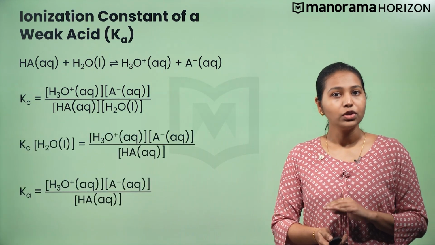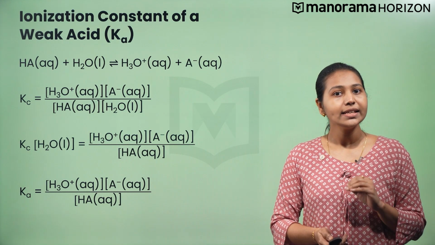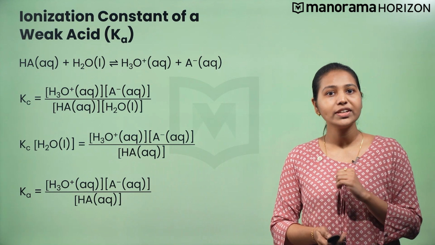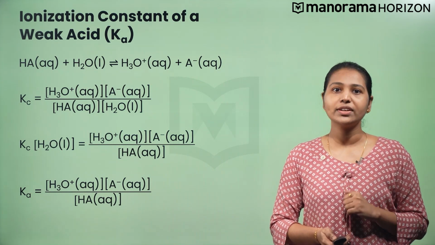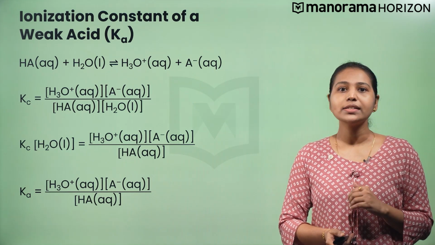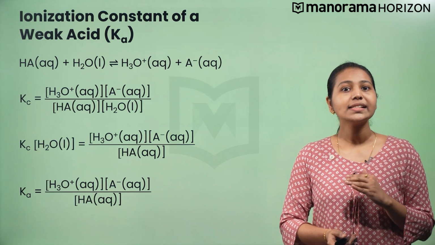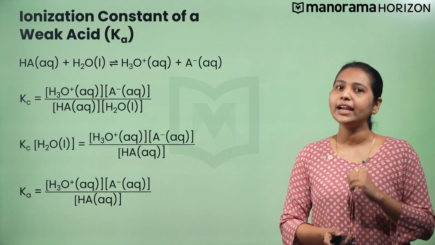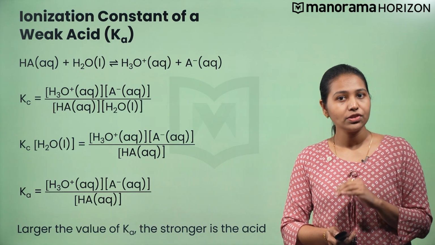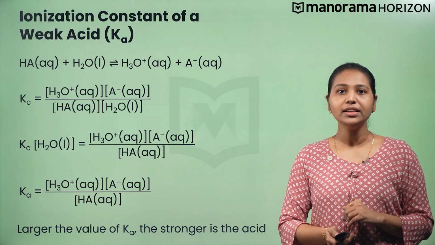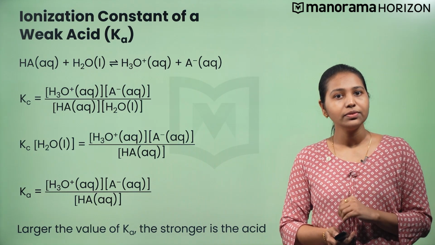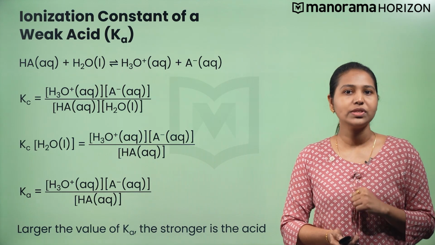As the concentration of water does not change, you may write Kc into concentration of water equals concentration of H3O+ into concentration of A- divided by concentration of HA. Kc and concentration of water being constant, their product is also a constant and is termed Ka, the dissociation constant or ionization constant of weak acids. The equation says if the concentrations of H3O+ and A- are greater, then larger will be the value of Ka, or in other words, the stronger the weak acid, the greater will be its dissociation.